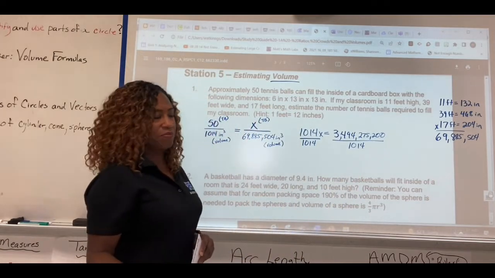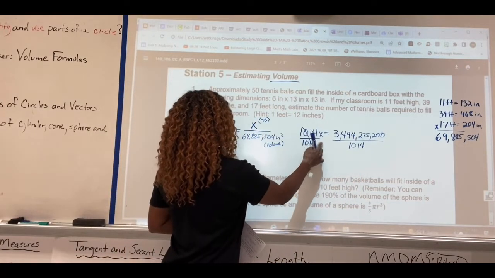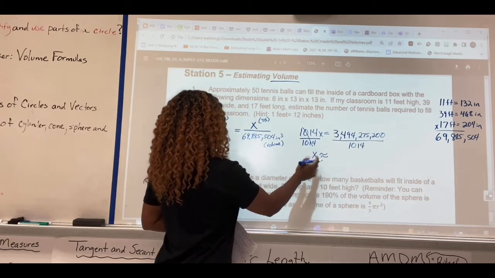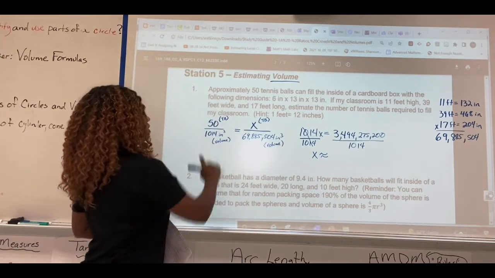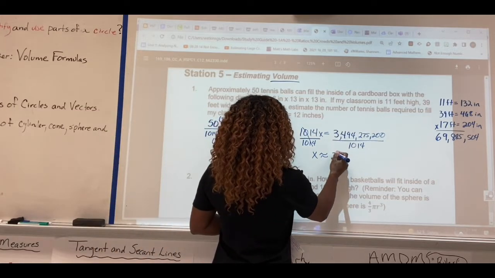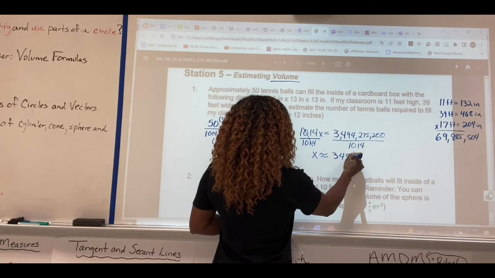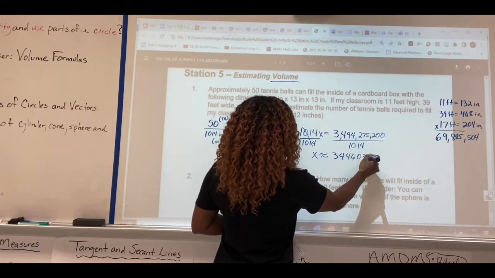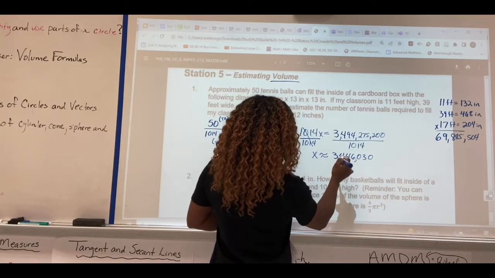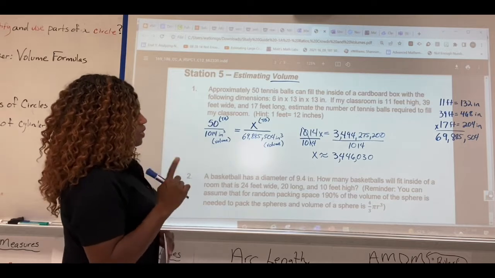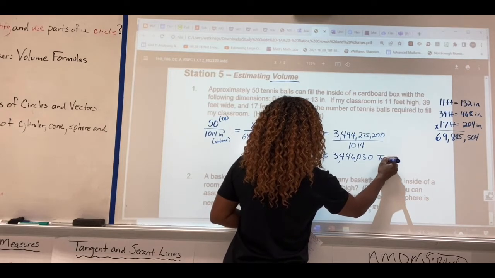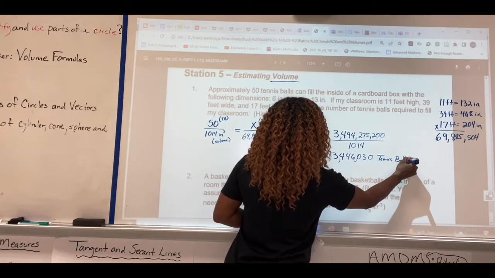So when this cancels to 1, 1 times x is x. And let's put approximately equal, because again, we're estimating and we've got approximate numbers and approximate values. So this will simplify to, so X is approximately 3,446,030 tennis balls that will fit into the classroom.